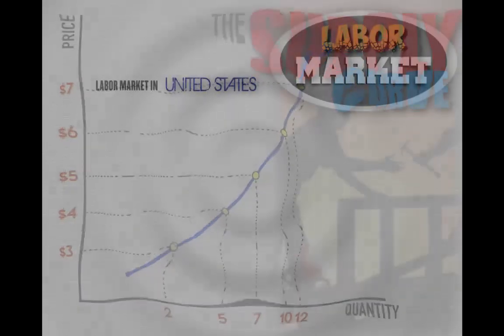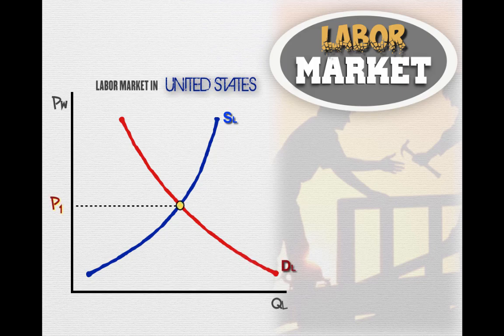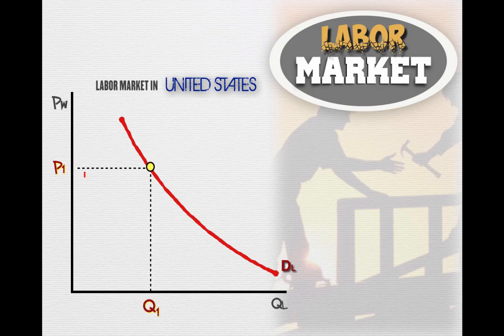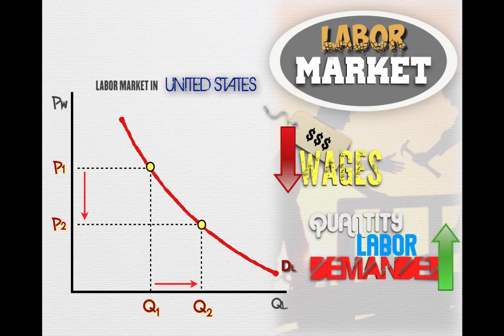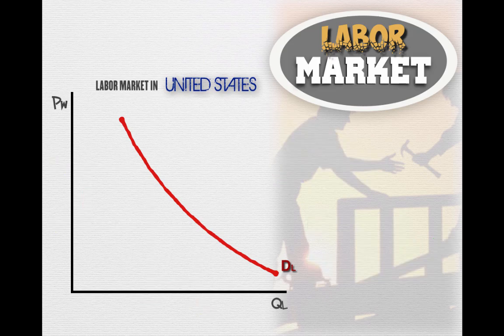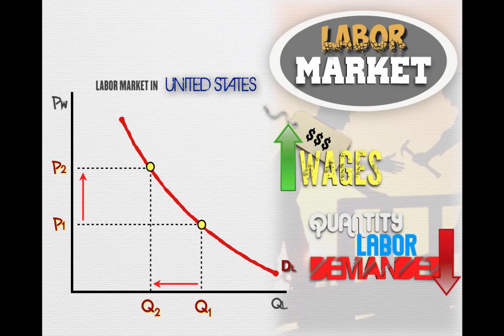To further demonstrate the laws of demand and supply in the market, let's use the American labor market as an example. In order to produce goods and services, firms demand labor. And if wages fall from P1 to P2, the quantity of labor demanded will increase because the firms can acquire more workers at a cheaper price. But if wages were to increase from P1 to P2, you would see the quantity of labor demanded by firms decrease because now each worker is more expensive. This means higher costs for the firm, and so the quantity of workers that they demand decreases because they're hoping to avoid those higher costs.